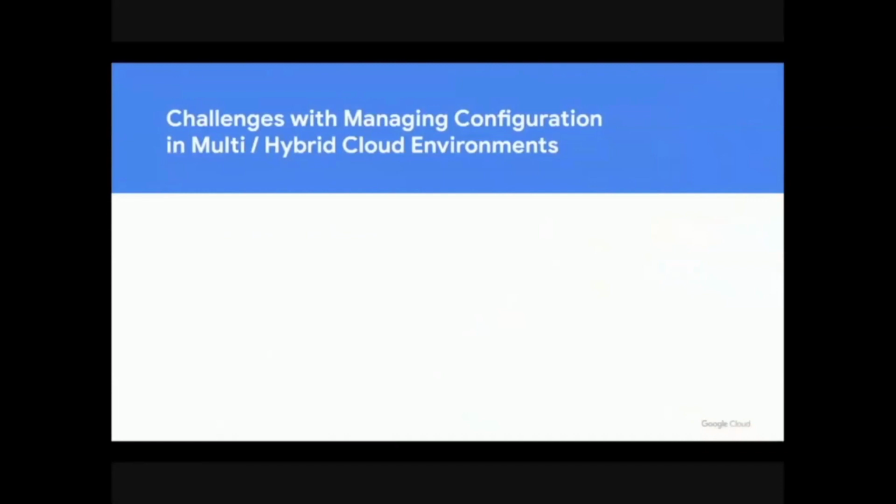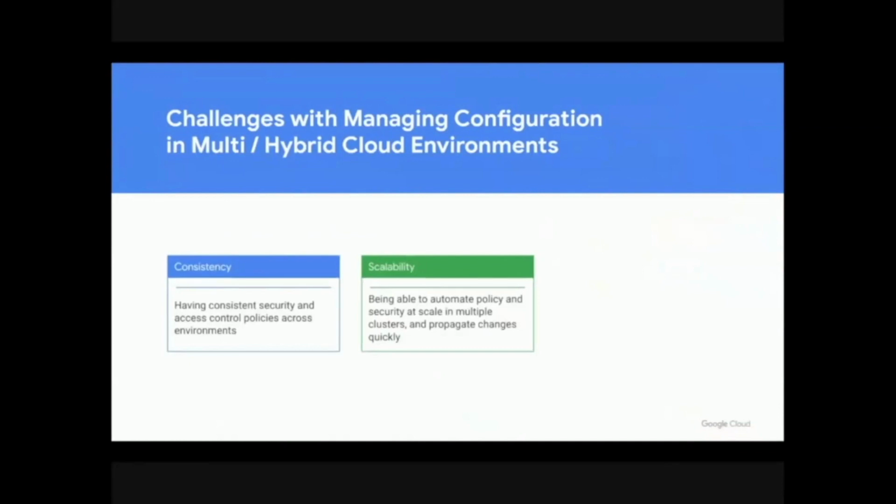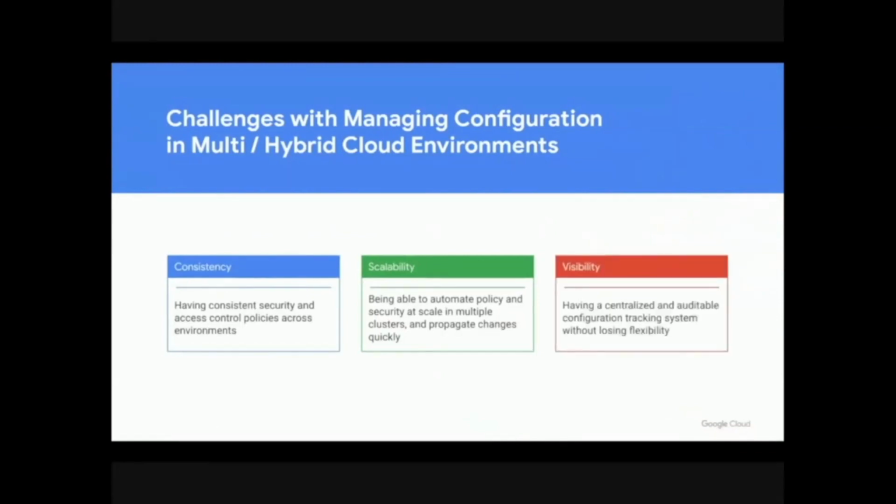All right, so let's get started by considering some of the challenges with managing configuration across multiple clusters, across different cloud environments, or even in hybrid environments where some of your clusters are in the cloud and some are on-prem. The first one is consistency, and that's about ensuring consistent security and access control policy across clusters and environments. Next is scalability. How do you automate policy and security at scale in multiple clusters and propagate those changes quickly? And finally, there's visibility. Like, can you have a centralized and auditable configuration tracking system without losing too much flexibility?